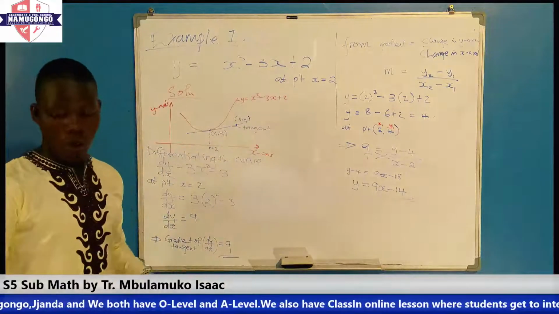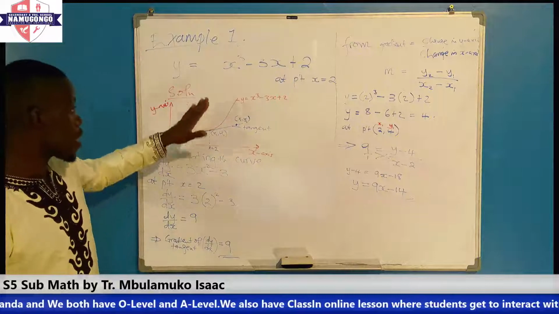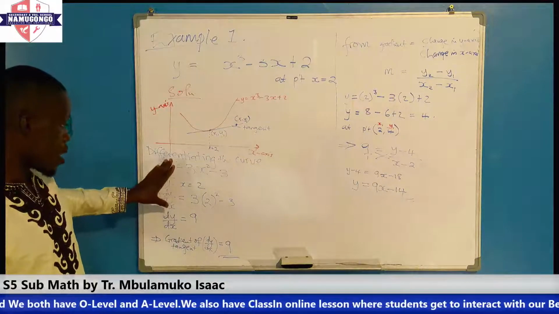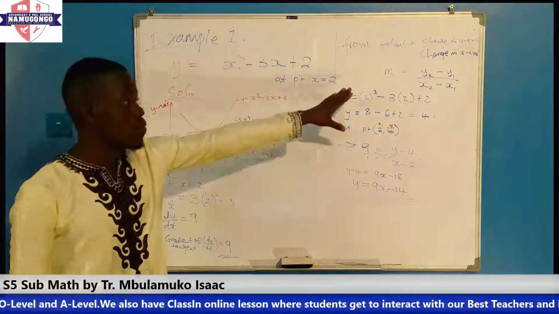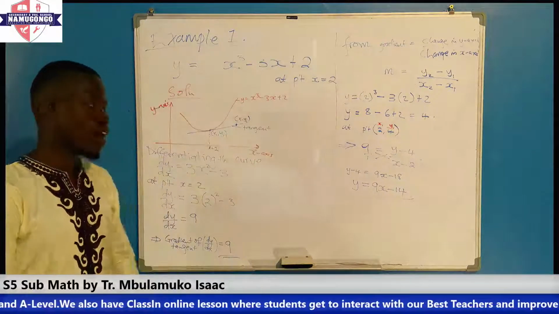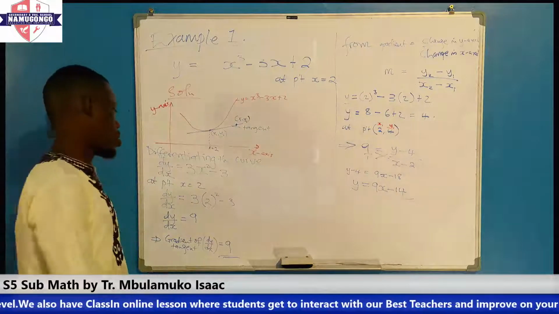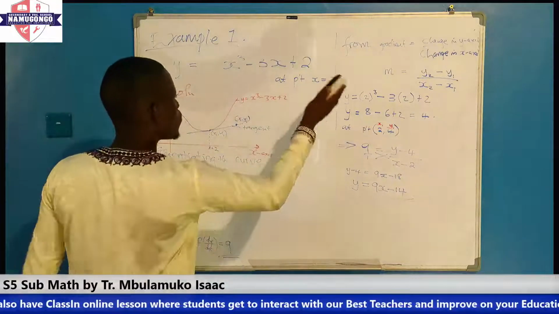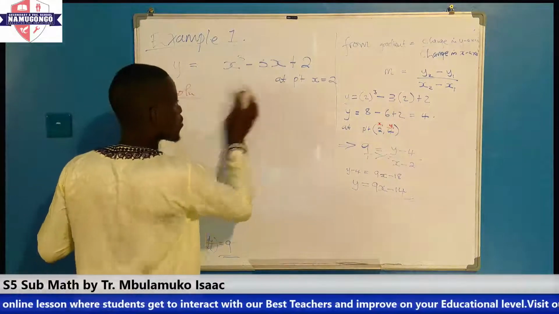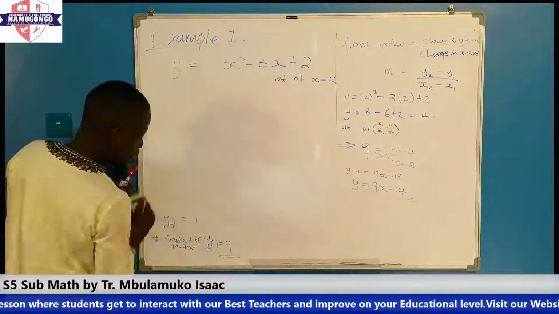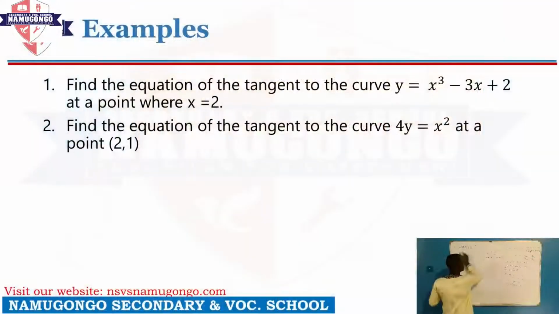So you have to be very, very keen when you're calculating. Get the gradient of the curve. It is the same as the tangent, and then use the formula of the gradient. You can also use the formula of the equation of a straight line, as we shall see. So let's look at the second example very fast.